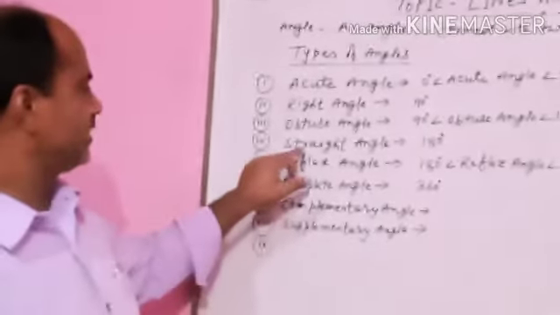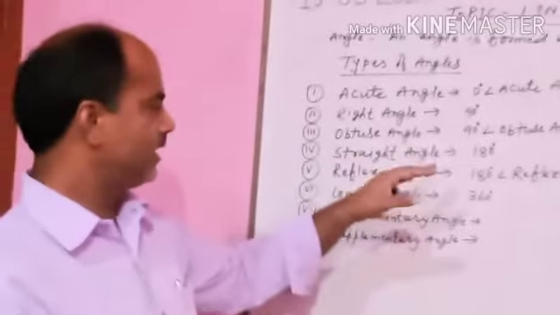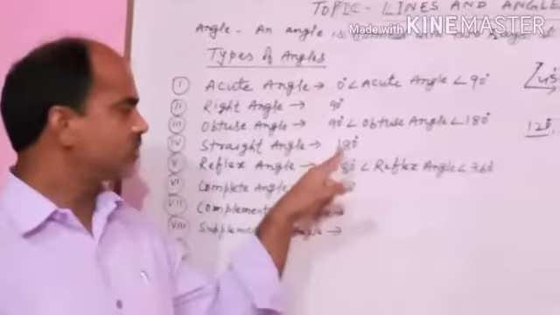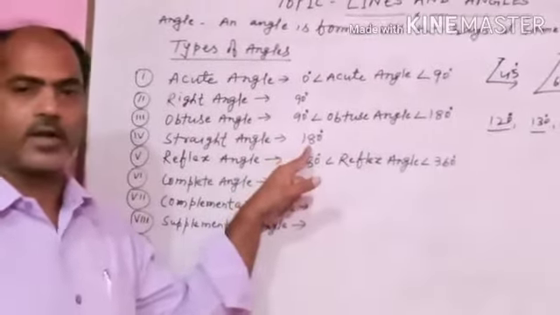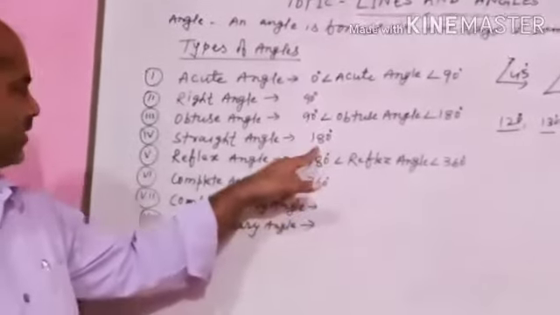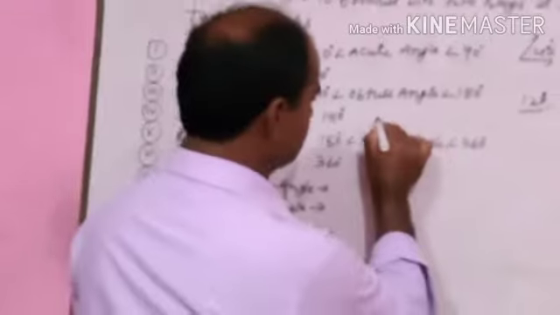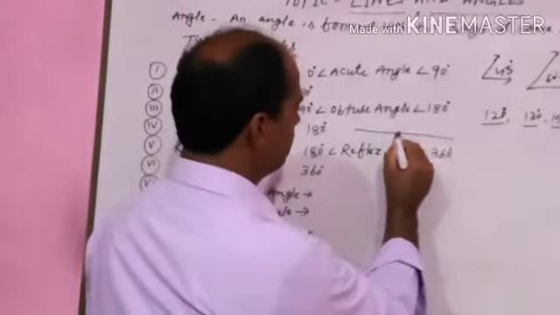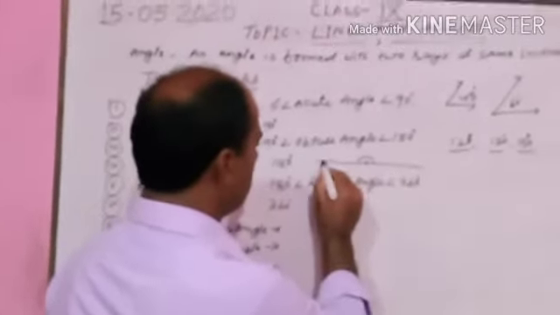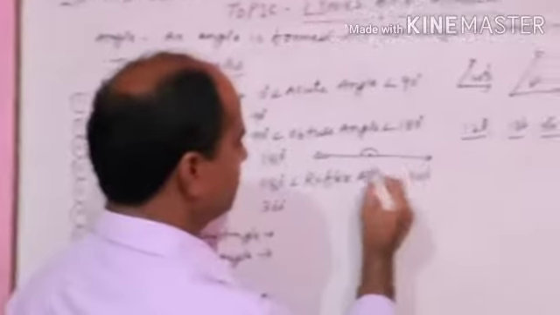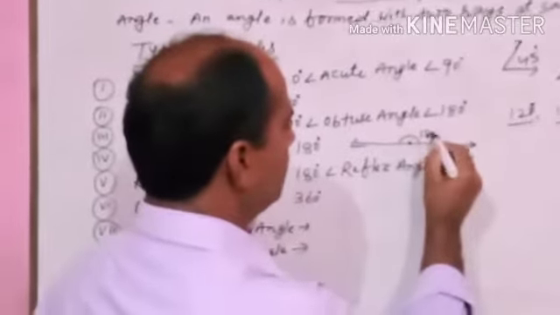Next students, a straight angle. An angle whose measurement is equal to 180 degree is called a straight angle. Such as this straight angle, students, 180 degree.